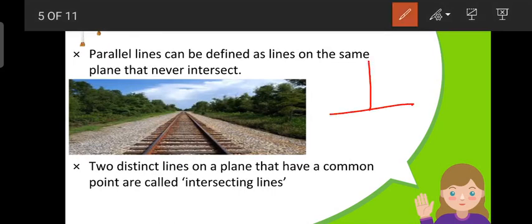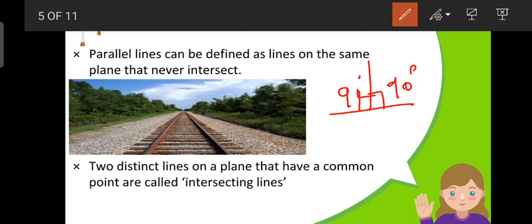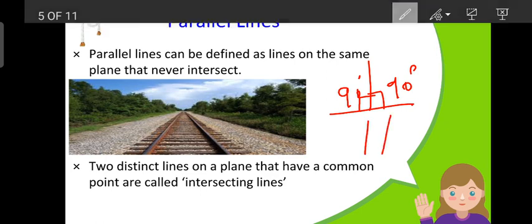A perpendicular line is like this. One line is perpendicular in the sense that it is at 90 degrees, a right angle with the other line. It is called perpendicular lines. Parallel lines are nothing but two lines which will not meet at all.